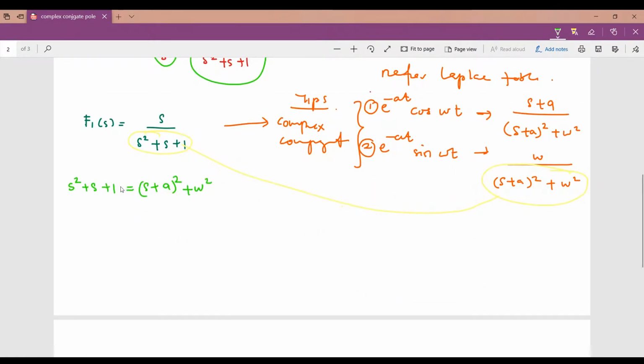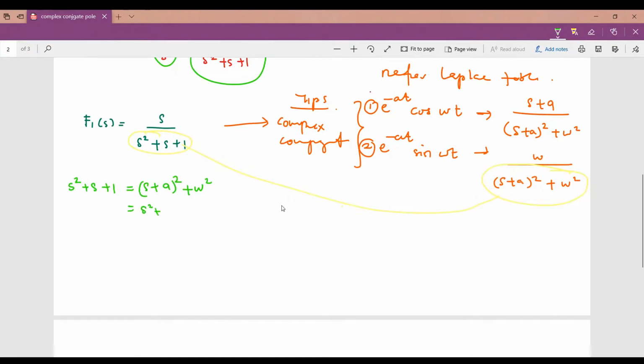So I'm using a comparison of the original roots here. I would like to change this configuration into this one configuration. So I need to find the value of A and omega square. So how to find? Just using a compare coefficient method.